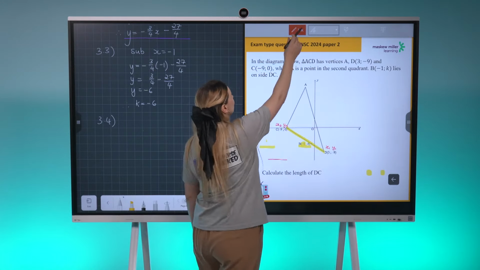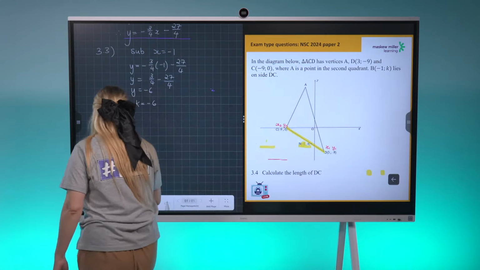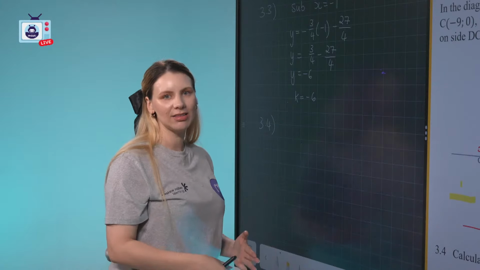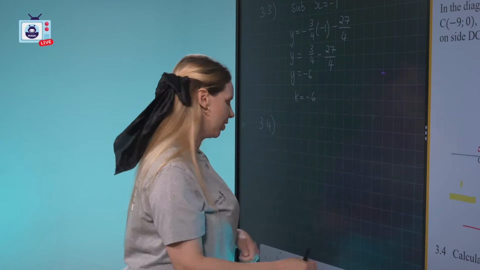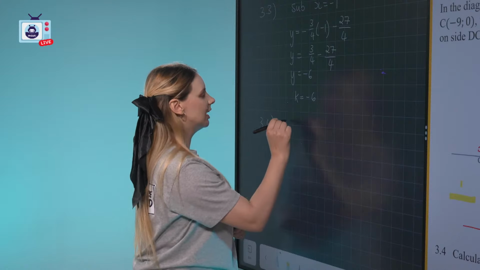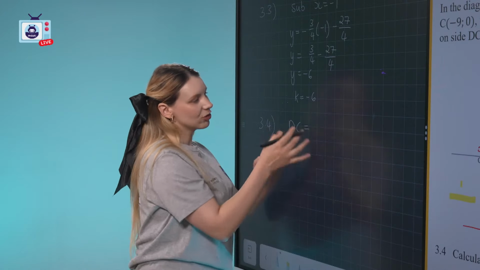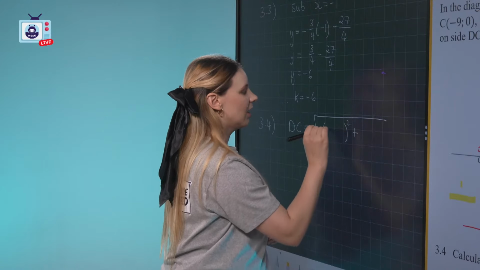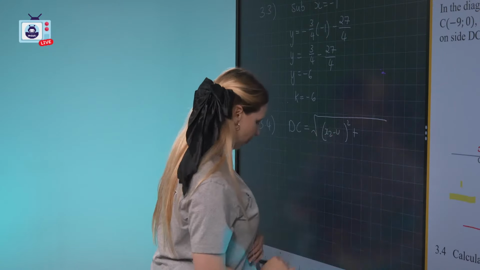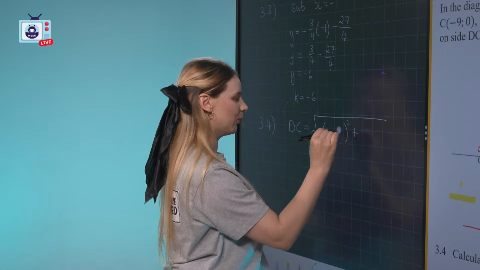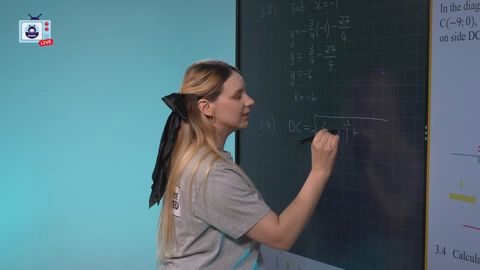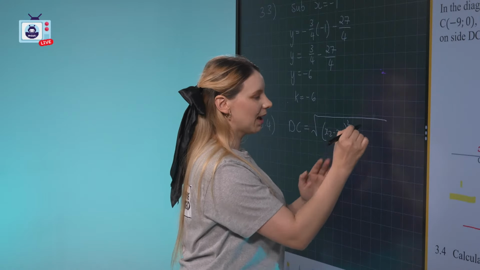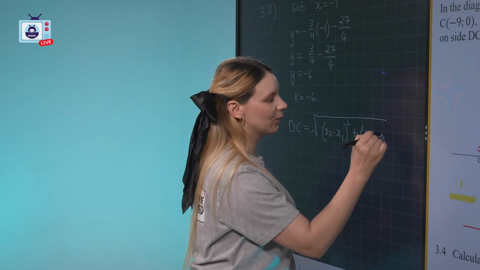Right, remember, to find length, we simply use the distance formula, because the distance is in fact the length of a line segment from one point to another point. So we're going to find the distance of DC. And I'm going to write the formula, which is the square root of x2 minus x1, the difference between the two x values squared, plus y2 minus y1 squared.